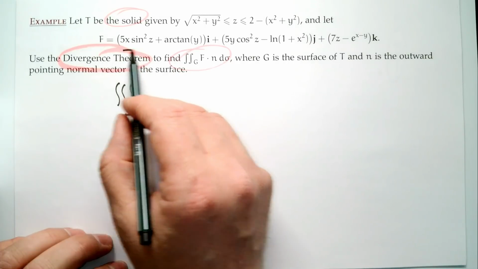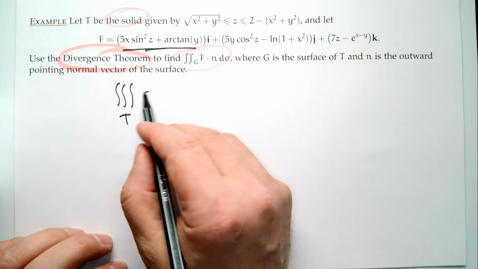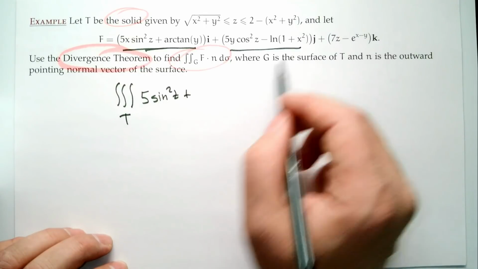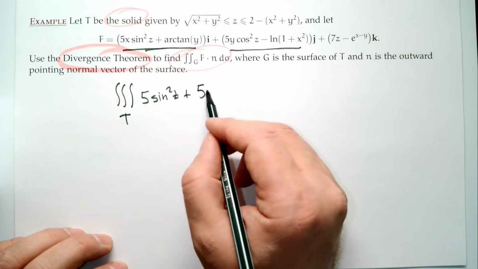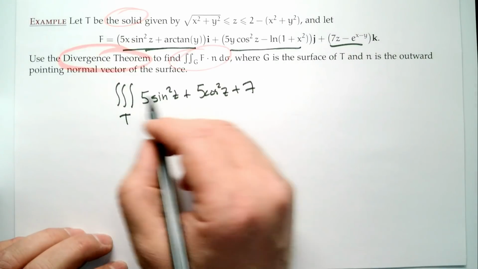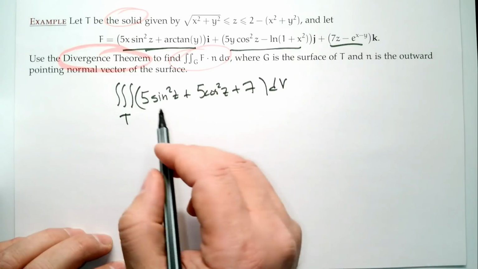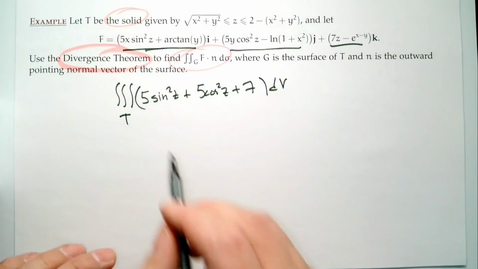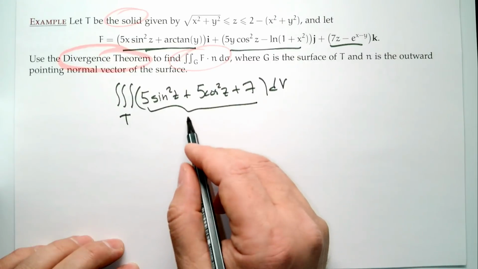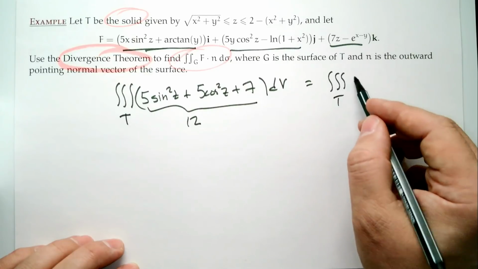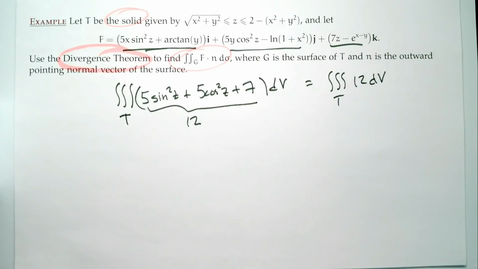Take the derivatives. What do you get from the first entry? 5 sine squared z. Looks bad, but we keep going. What's the second entry? 5 cosine squared z. What's the last entry? 7. When we look at that, you have to integrate sine squared and cosine squared, but you look at their powers combined. They become 12. So really, this is about integrating and finding the volume of this shape. At this point, it's just really finding volume. Well, that's not so bad.